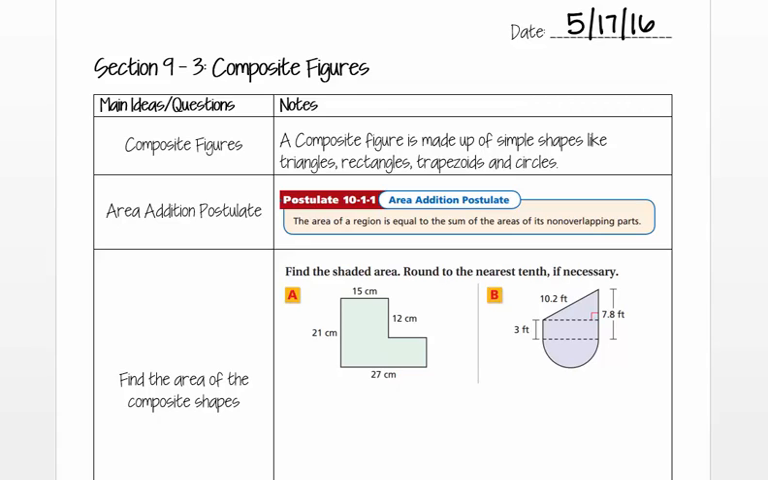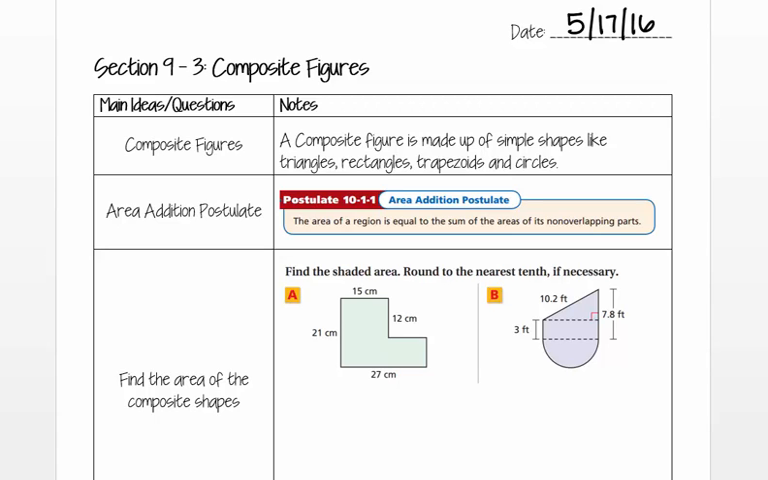So a composite figure is made up of simple shapes like triangles, rectangles, trapezoids, and circles. So basically you're going to be finding the area of bits and pieces, and then using the area addition postulate, which says the area of a region is equal to the sum of the areas of its non-overlapping parts.